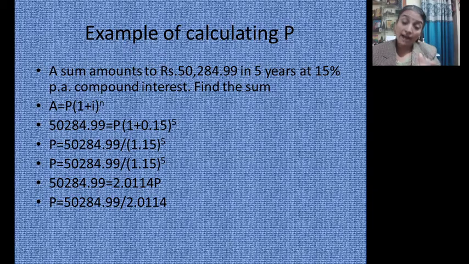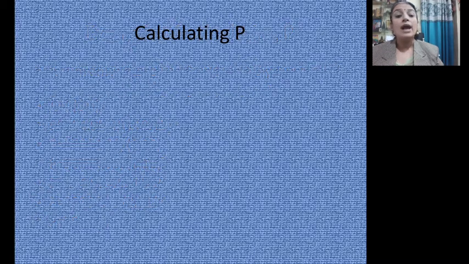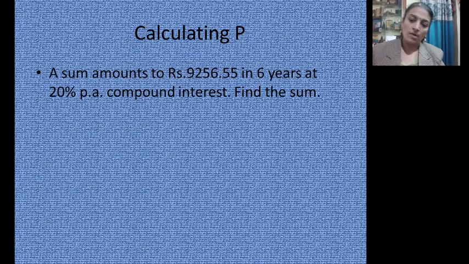Now 50,284.99 should be divided by 2.0114 and we will get 25,000. This is our principal. Hope you have understood how we have calculated it. And let us go with another problem now.